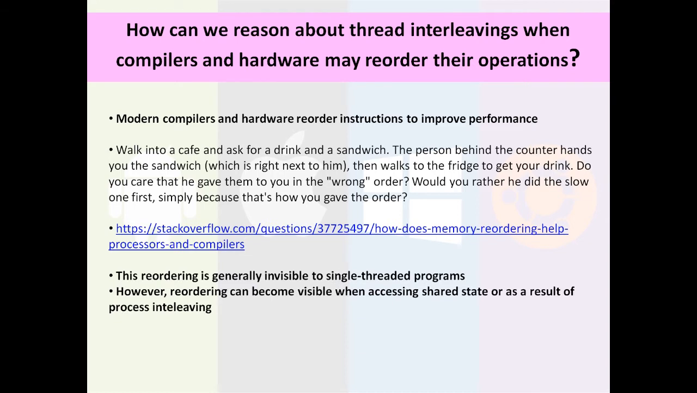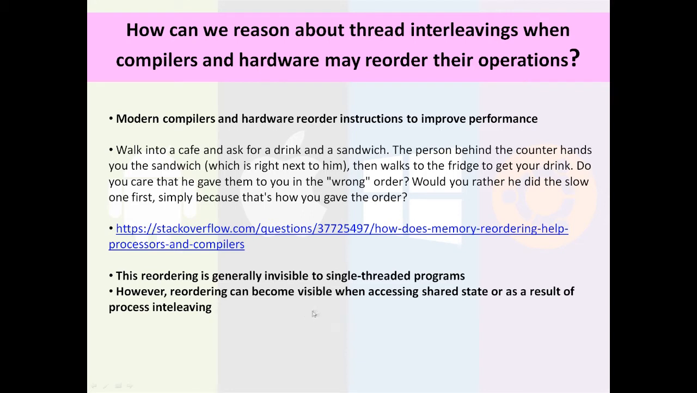So this reordering is generally invisible to single-threaded programs because it doesn't really change anything. However, the reordering can become visible when we actually start accessing shared state or as a result of process interleaving. Just like interleaving was when a process is stopped and another, like a context switch occurs, so another process is started again. That is process interleaving, and it's a sequence of multiple processes being executed. So this reordering becomes a problem in our multi-threaded world.